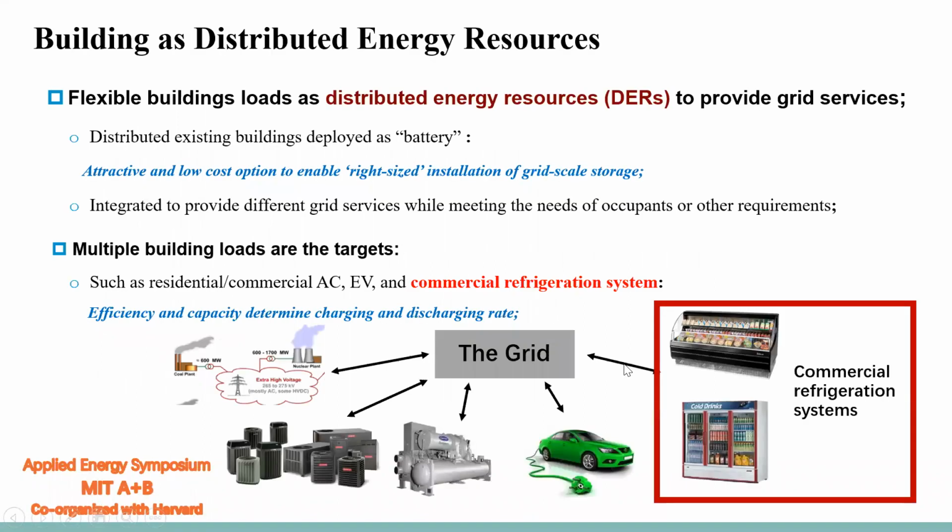As we know, existing buildings can be considered as distributed energy resources by using their embedded storage to provide grid services. There are multiple research studies about different kinds of building loads, including AC load, while our team recently focused on the power flexibility research of a commercial refrigeration system.